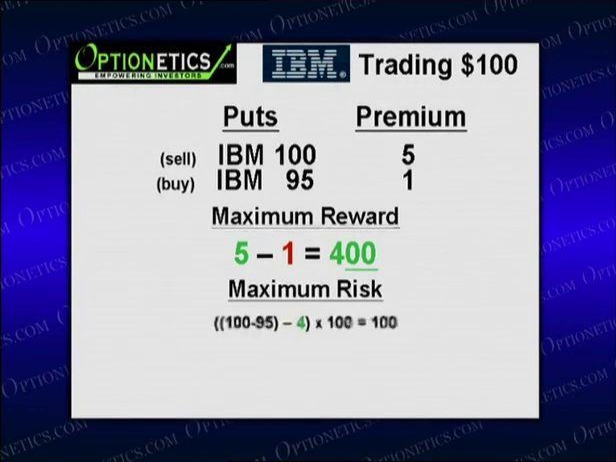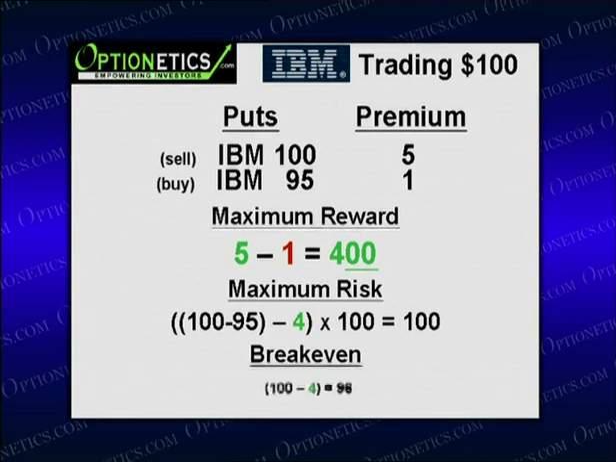Maximum risk is going to be the difference in strikes times 100, for $100 per point, minus your credit. So your risk is going to be what? You've got a credit of 4. There are 5 possible points in there, so your risk is going to be 5 minus 4, which is $1, or $100 in dollar terminology.